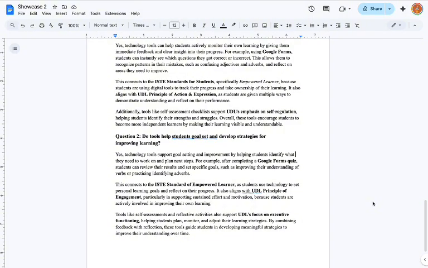This connects to the ISTE standard of Empowered Learner, as students use technology to set personal learning goals and reflect on their progress. It also aligns with UDL principle engagement, particularly in supporting sustained effort and motivation, because students are actively involved in improving their own learning. Tools like self-assessments and reflective activities also support UDL's focus on executive functioning, helping students plan, monitor, and adjust their learning strategies. By combining feedback with reflection, these tools guide students in developing meaningful strategies to improve their understanding over time.